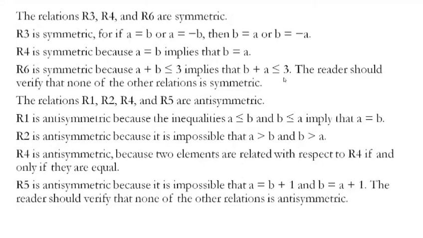R2 is antisymmetric because it is not possible that A is greater than B and B is greater than A. R4 is antisymmetric because two elements are related with respect to R4 if and only if they are equal. R5 is also antisymmetric because it is impossible that A is equal to B plus 1 and B is equal to A plus 1. Always A is equal to B plus 1 means the second pair value will be greater than the first pair value. So there is no reverse possible.